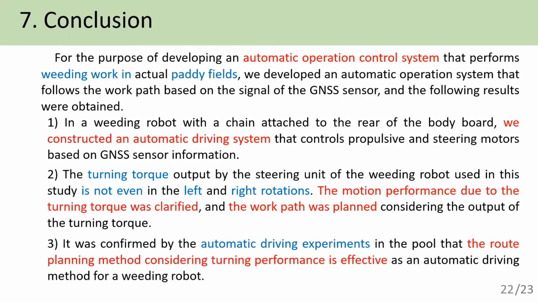Finally, the conclusions from this study are the following three things. First, we constructed an automatic driving system that controls the propulsive and steering motors based on GNSS sensor information. Second, the motion performance due to the turning torque was clarified, and the path was planned considering the output of the turning torque. Third, the route planning method considering turning performance is effective.